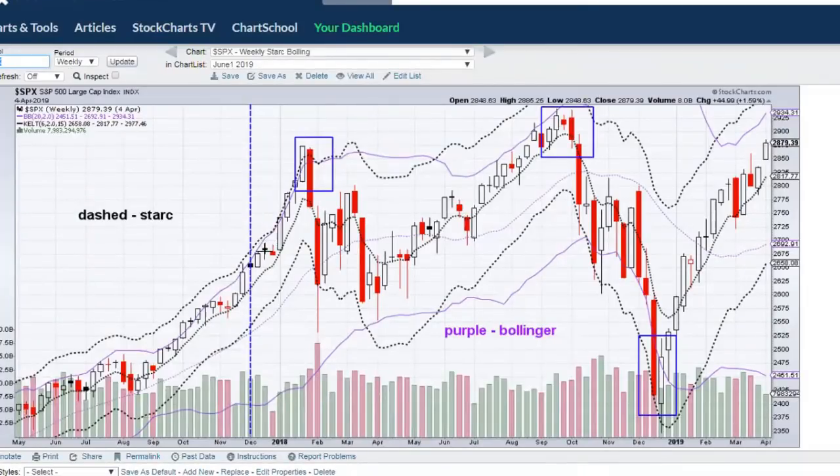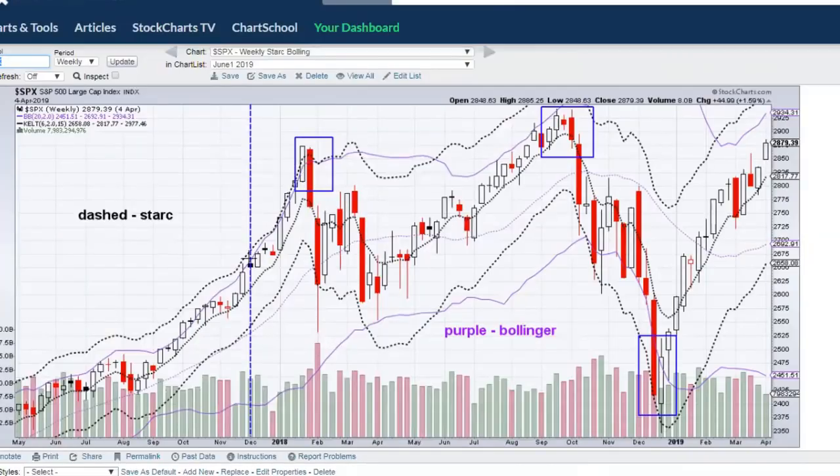So I use the Stark Bands to help enter and exit positions because the formula is different enough. These are based on the average true range added to a moving average, where the Bollinger Bands are a standard deviation play. Now, what you can see the difference, and the reason I like them better, is if you look right in this phase, you can see that the width between the two dashed lines stays fairly constant throughout this uptrend, but you can see the Bollinger Bands expand dramatically, okay? So that gives you no lower parameter of support.